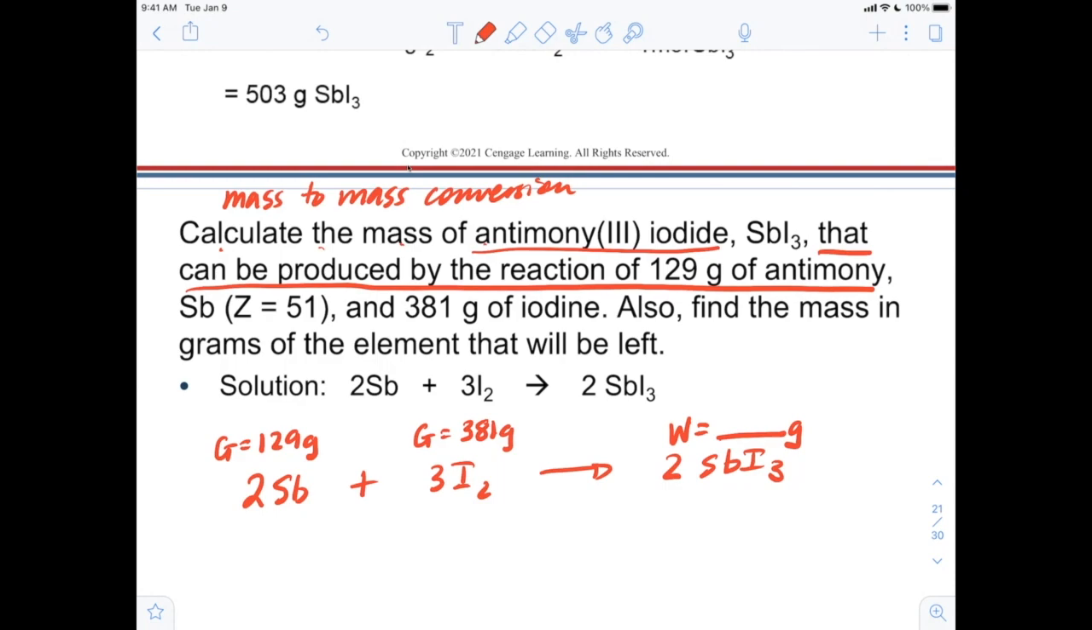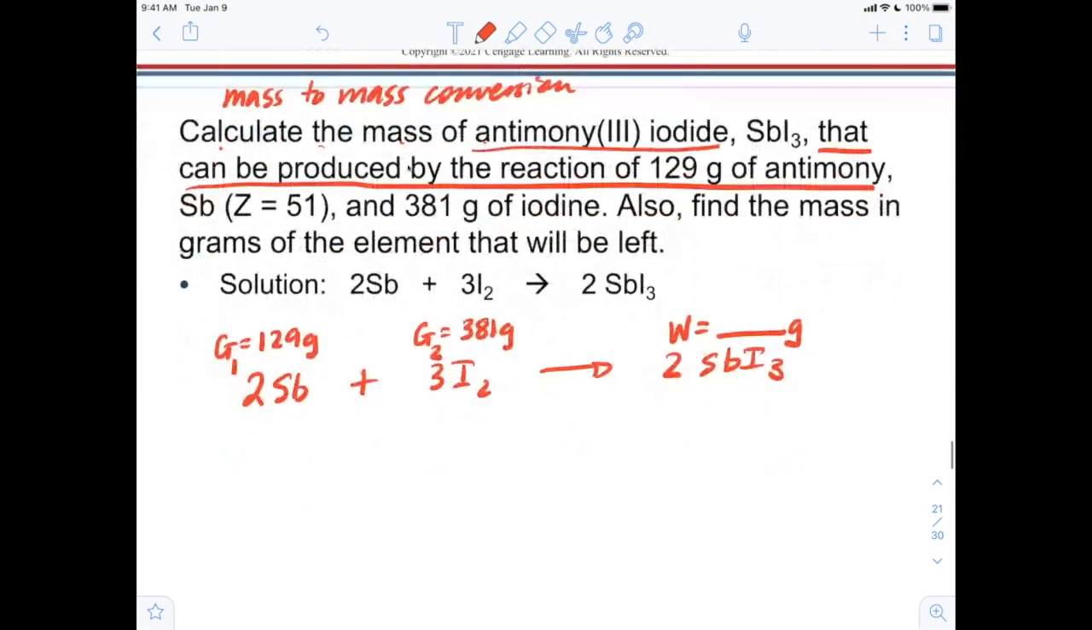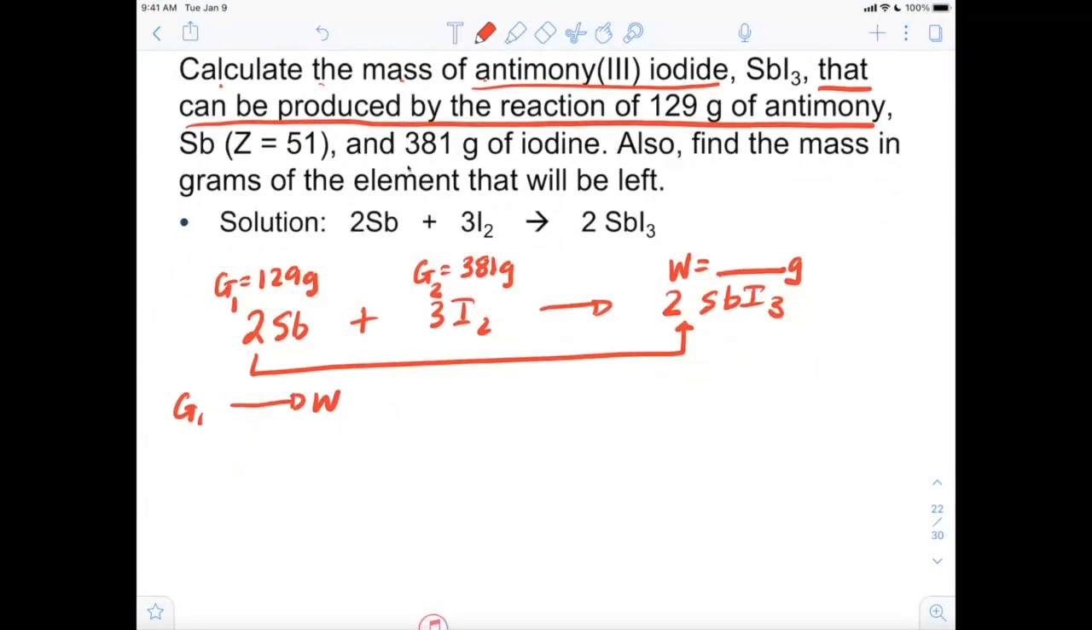Okay? Since we have two numbers and I call them both given, how do we tell one from the other? How about we call the first one given 1? We'll call the second one given 2. So we're performing two stoichiometries. First one from given 1 to wanted. Second one will be from given 2 to wanted. Okay? So I'll start with given 1 to wanted.